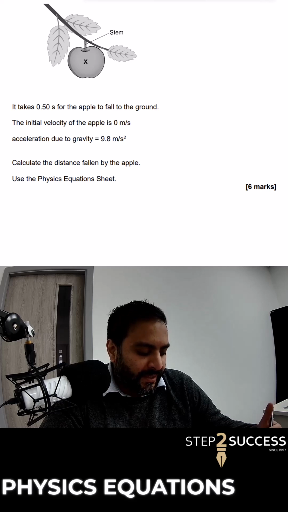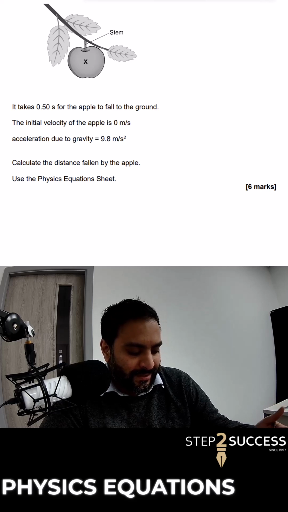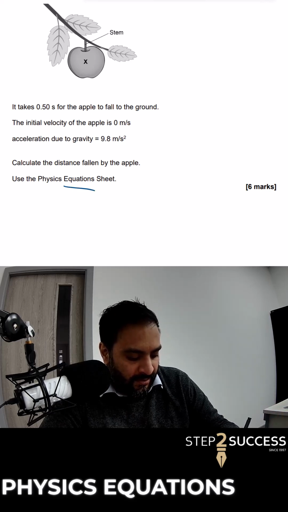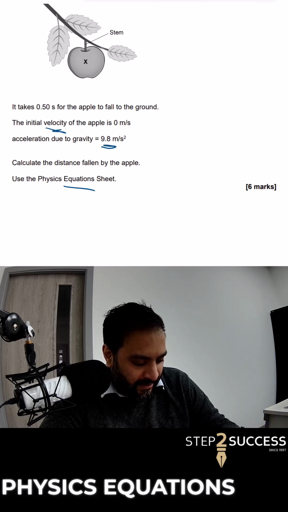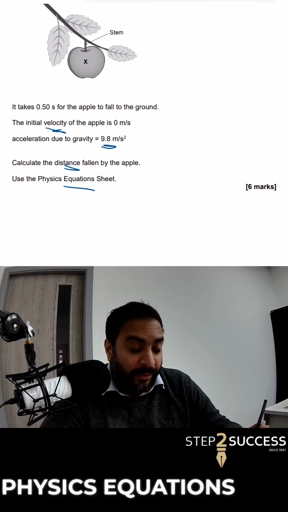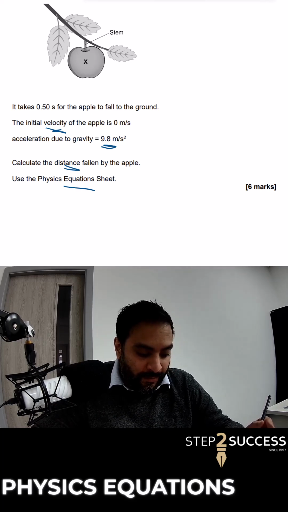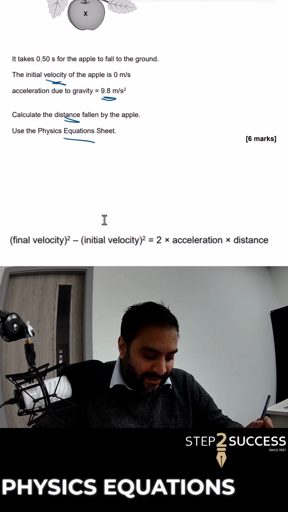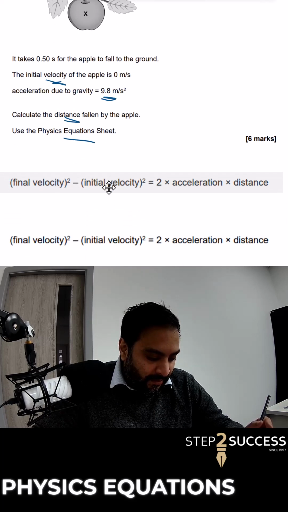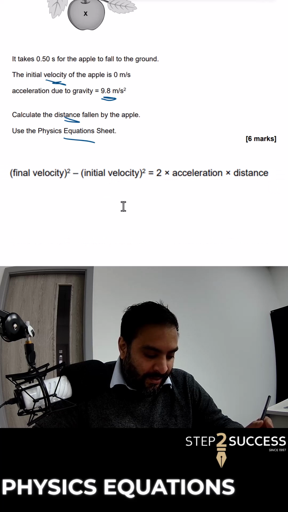Now, when I see a question like this, which mentions the equations sheet and mentions acceleration, initial velocity, and distance, I recall that there is an equation on the physics equation sheet that should help me with this. And this is it. So it mentions initial velocity, it mentions acceleration, it mentions distance.